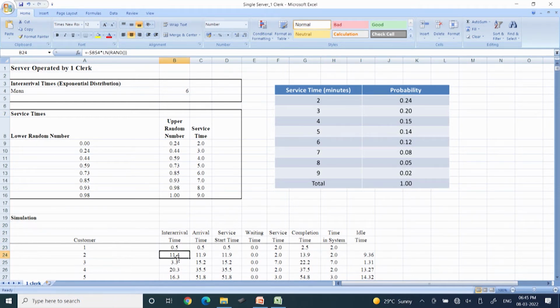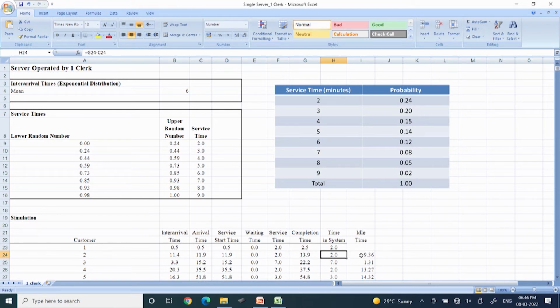Now, we will see the second customer. As usual, I have generated the inter-arrival time. How did I get 11.9? 11.4 plus 0.5 is 11.9. Now, see the logic for the service start time. If C24 is greater than G23, what is G23? It is the completion time for the previous customer, here 2.5. When we compare 11.9 and 2.5, 11.9 is greater, so that means he is coming late. So the service start time is exactly 11.9, and there will not be any waiting time. Then the service time I have randomly generated, then the completion time, then the time in the system.